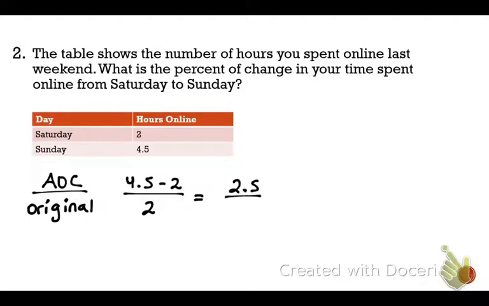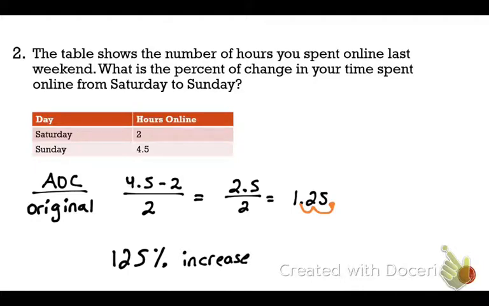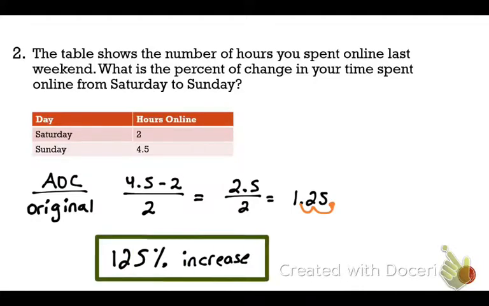Divided by the original amount, 2. Guys, what's 2.5 divided by 2? What is it? 1.25. Now, do I want it as a decimal or do I want it as a percent? We do want it to be a percent, so we're going to take that and move it 2 places to the right. And what do you get? 125%. Now, did it increase or decrease? It did increase. You only spent 2 hours on Saturday, but you upped it to 4.5 on Sunday, giving you a 125% increase.